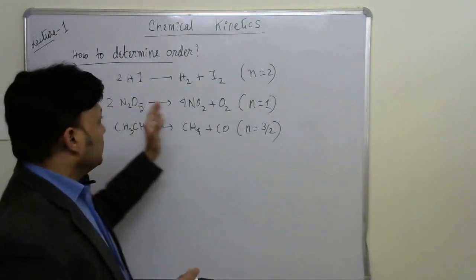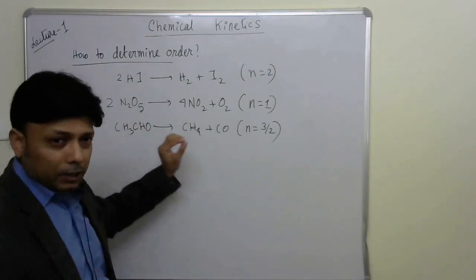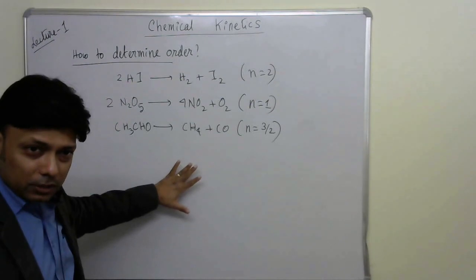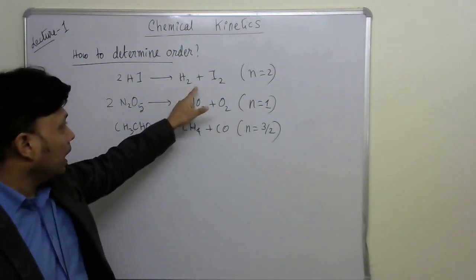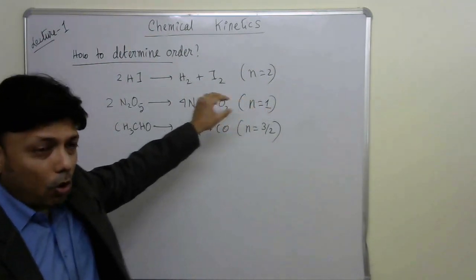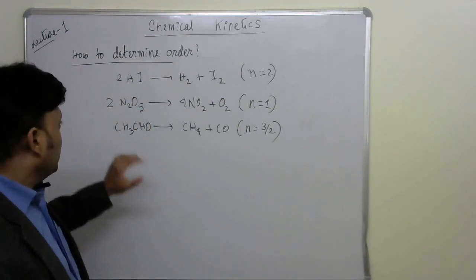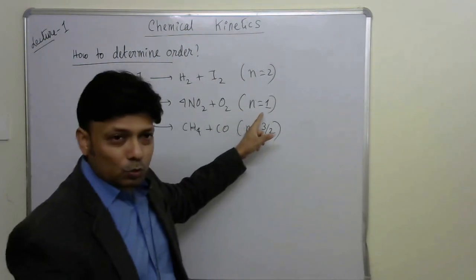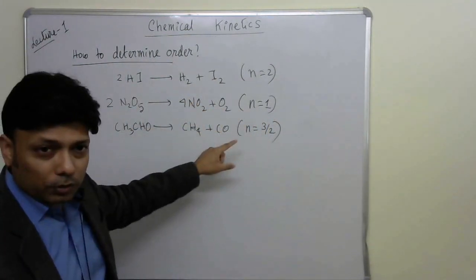So the question was: from the stoichiometry of a given reaction, can anyone predict the order? Here, if we look at the examples of these three reactions, you see for the first reaction, 2 HI molecules give H2 and I2. Here it says n is equal to 2, that means the order is 2. Okay, so it matches. But here you see, by looking at this reaction, the order is 1, so there's no way we can predict the order from the stoichiometry.